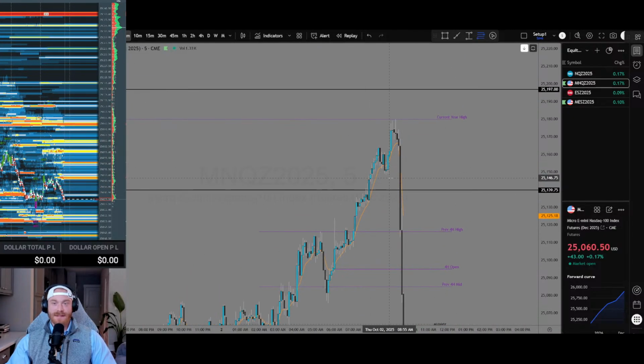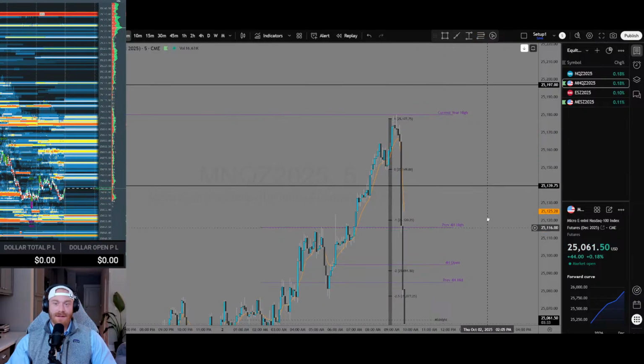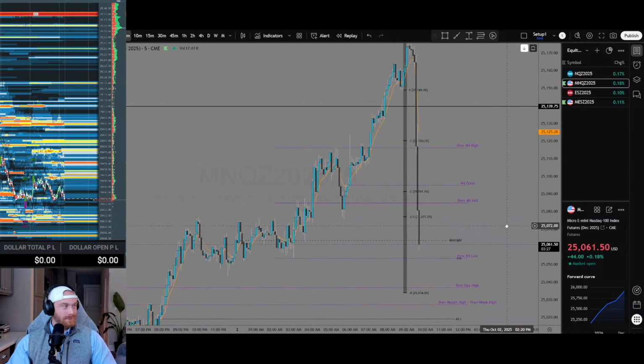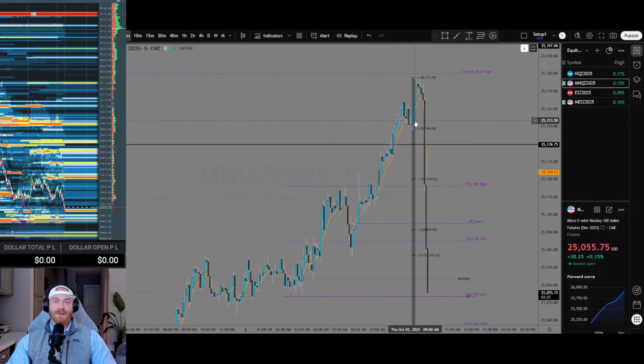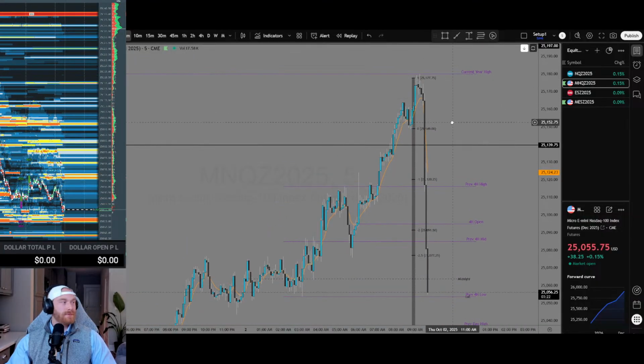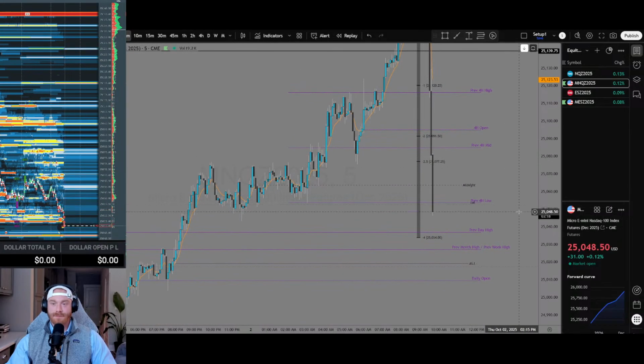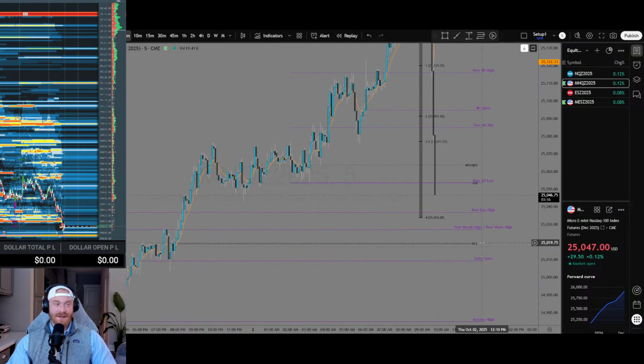Let's see what the fib would say here. That's got to be a full move at this point. A full move would be down here, from that leg. Dude, just dumping.